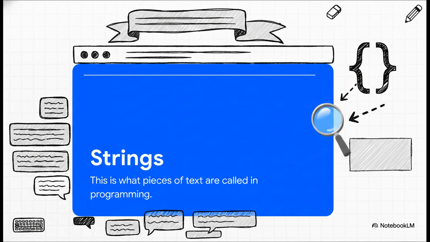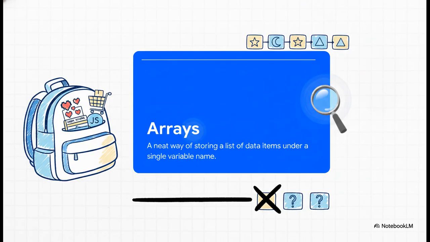Anytime you see text on a website, a username, a headline, a comment, what you're actually looking at is a string. That's it. It's just the programmer's word for a piece of text. And JavaScript gives us tons of ways to manage it. So how do we stay organized when we have a whole bunch of stuff? I mean, instead of making a dozen different variables, we can just use an array. Think of it like a backpack where you can neatly store a whole collection of things, like a list of high scores or all the items in your shopping cart.